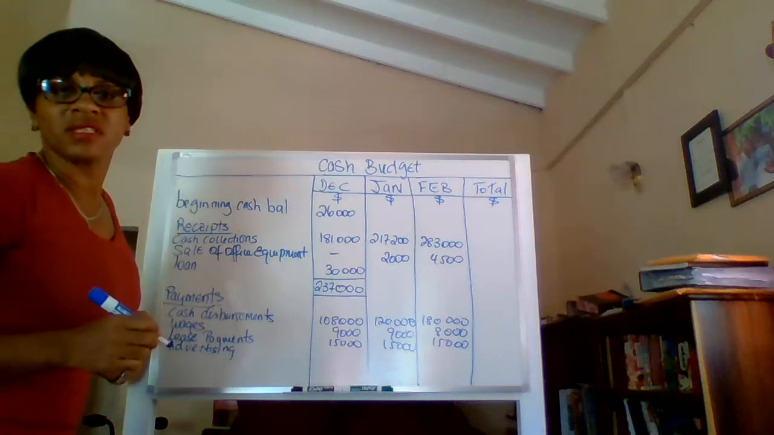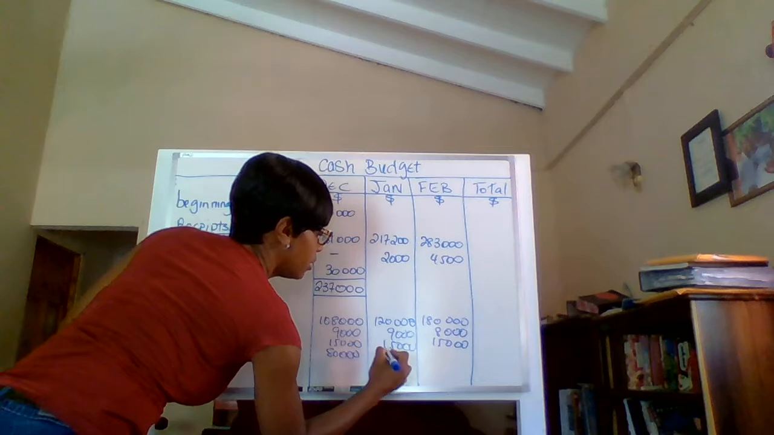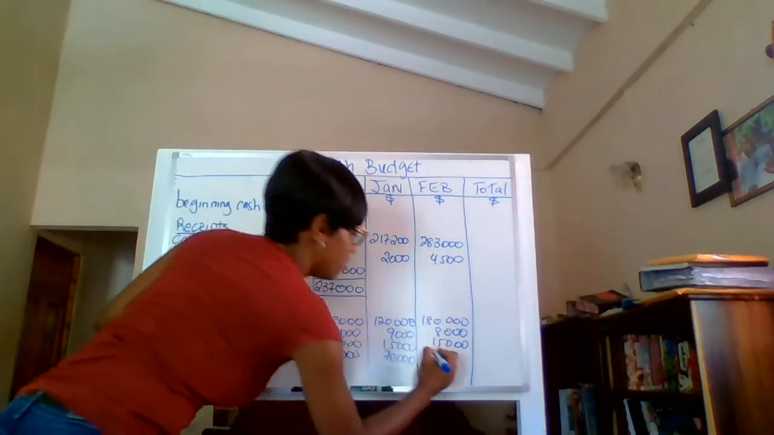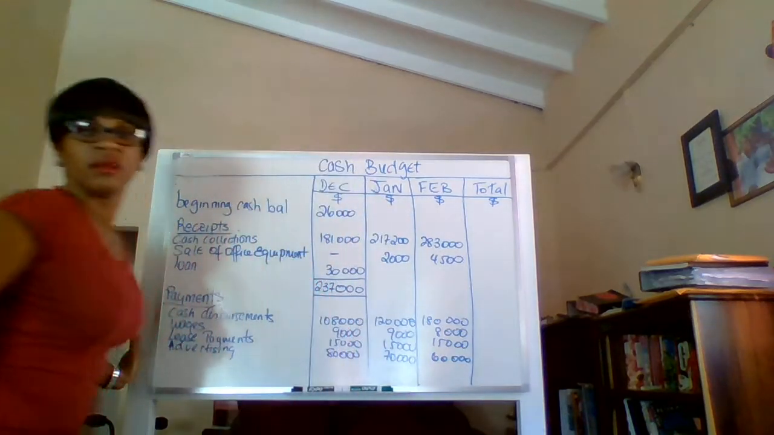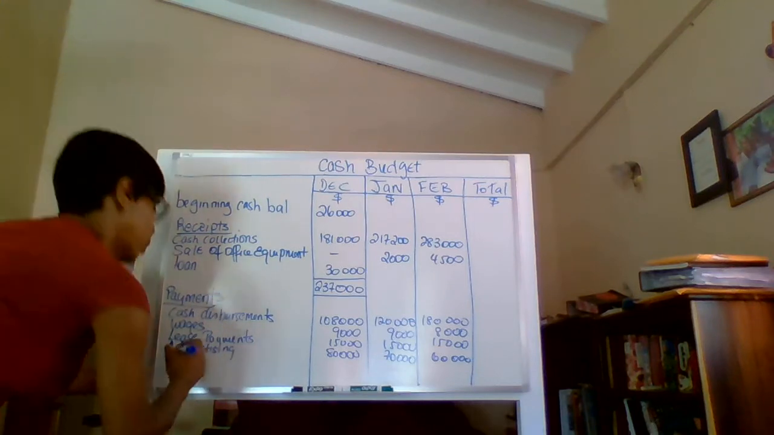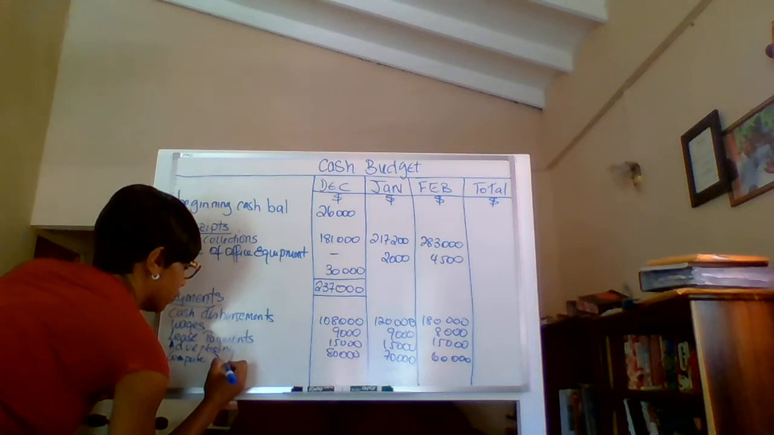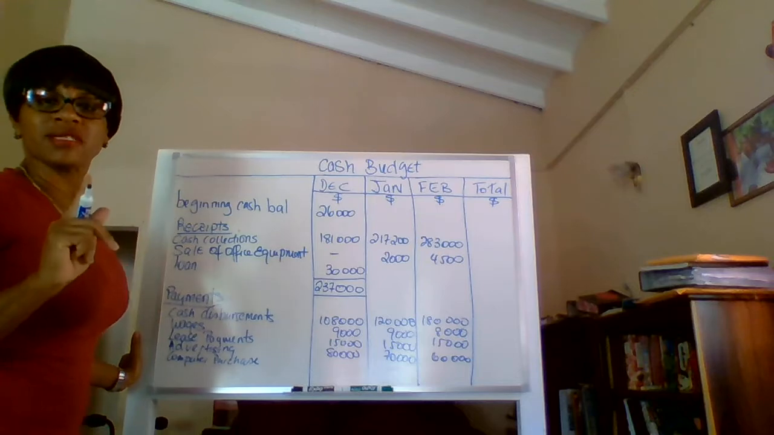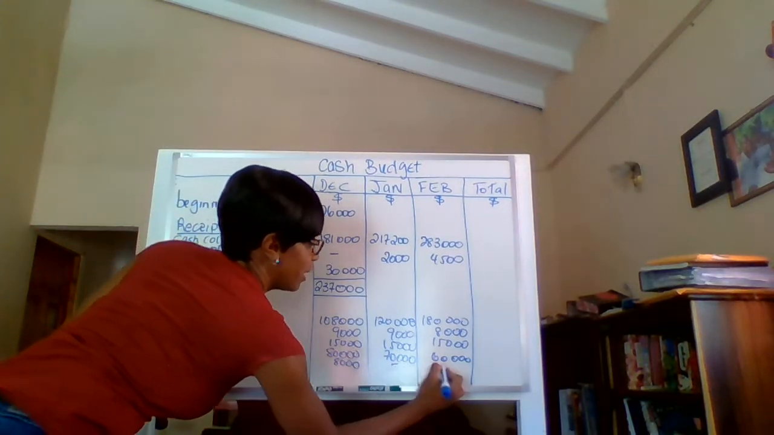Every month we pay advertising in the sum of 80,000 in December, 70,000 in January, and 60,000 in February. After advertising, we're looking to purchase a computer. That is a payment. And we look to purchase that computer in December, 8,000. Nothing here and nothing here.